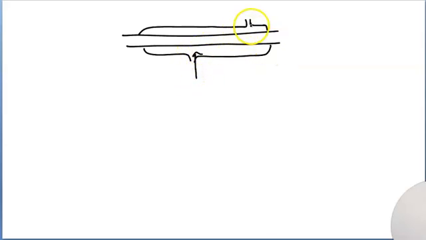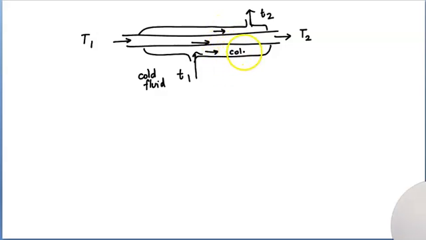Let's say this is the cold fluid. So this is t1 and t2, the cold fluid entry temperature and the cold fluid exit temperature. And this is the hot fluid entry temperature and the hot fluid exit temperature. Because they are in parallel flow, both the fluids are flowing in the same direction. This is the cold fluid and this is the hot fluid.